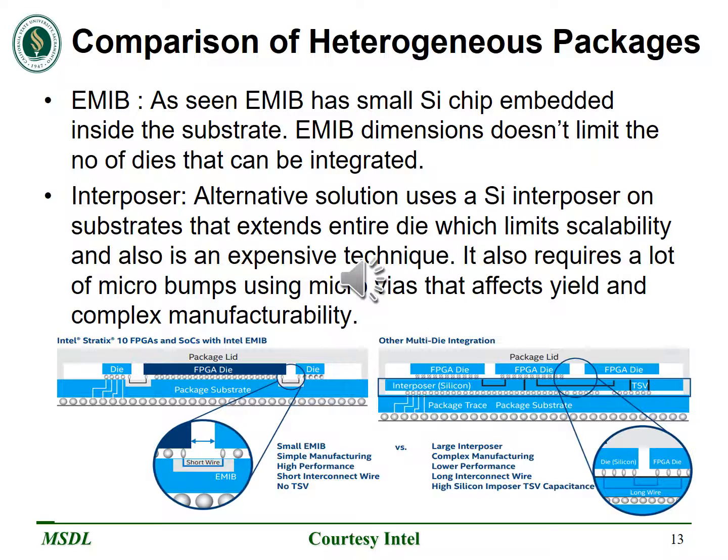Here let's discuss the EMIB and the interposer and how they differ. Coming to the EMIB, as seen in the figure, we can say that EMIB has a small silicon chip embedded inside the substrate. EMIB dimensions don't limit the number of dies that can be integrated. We can clearly see in figure 1 how the silicon is connected to the die from the FPGA on both sides, and also the silicon chip embedded inside the substrate. Even if you observe here, on the silicon interposer, the interposer silicon has to spread.